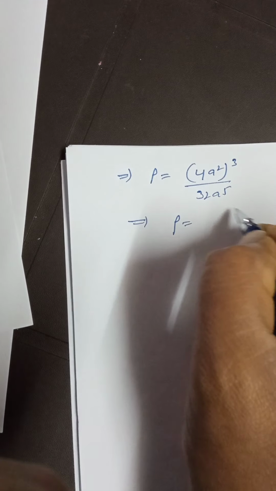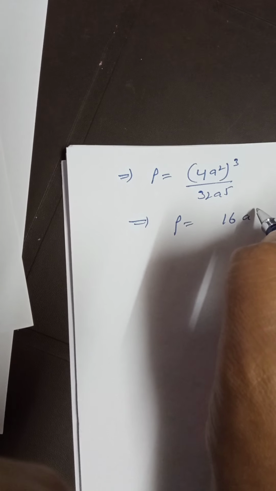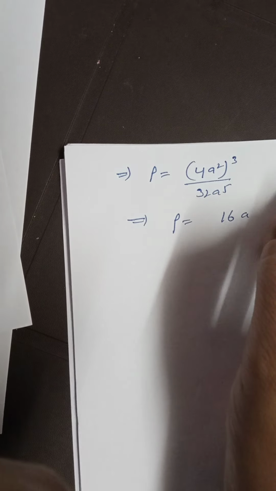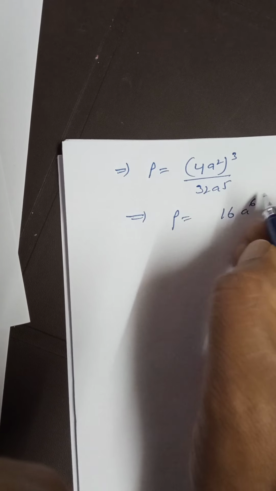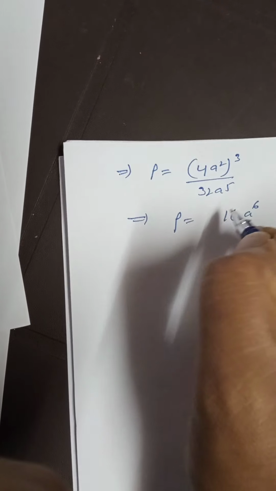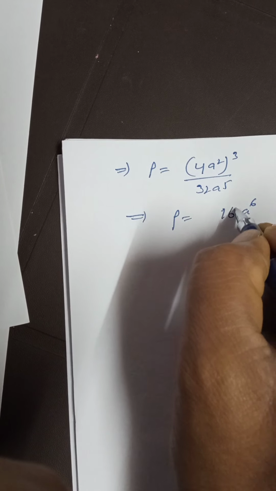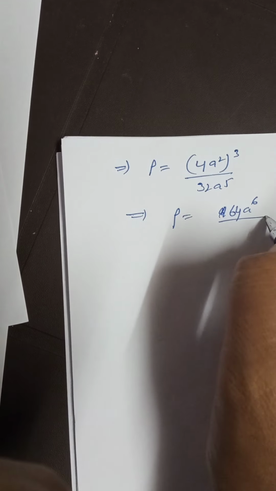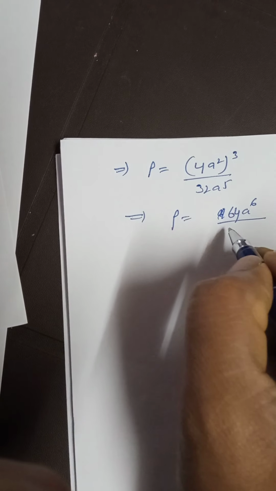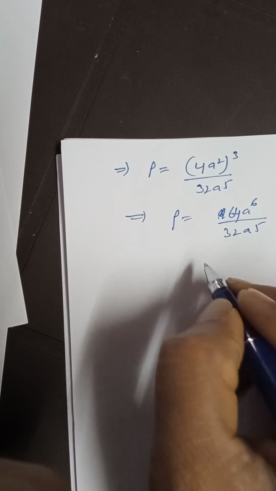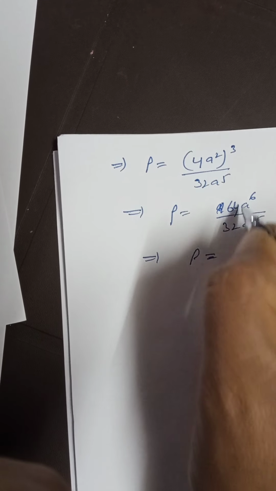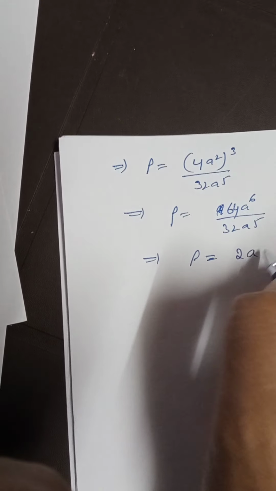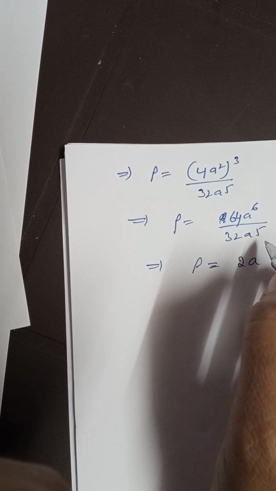Again that implies 16a power, what you will get? 3 2s are 6, right? 3 2s are 6, 4 whole cube, no? Not 4 square. 4 cube means 64, right? 64 a power 6 by 32 into a power 5. This one time gets cancelled. That implies rho is equal to, this 2 times gets cancelled, 2a, right?